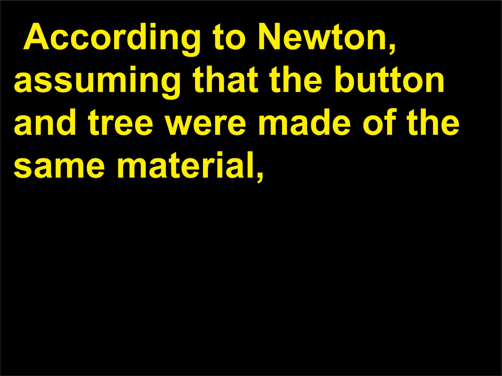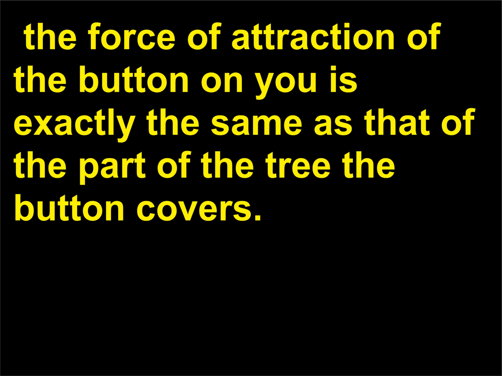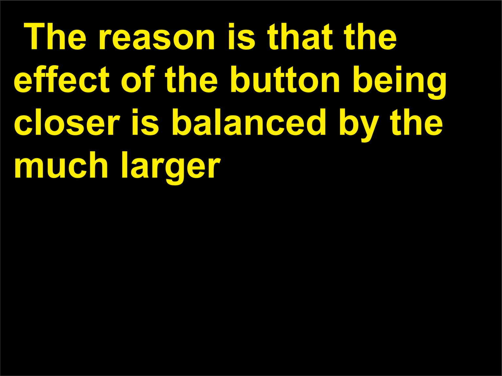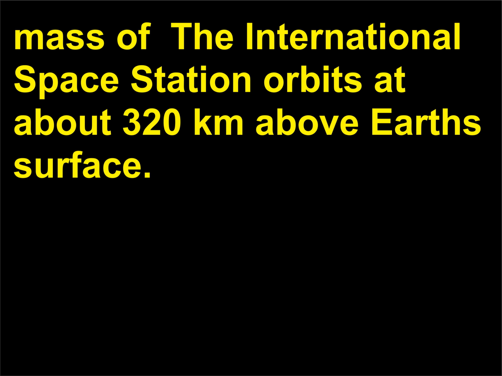According to Newton, assuming that the button and tree were made of the same material, the force of attraction of the button on you is exactly the same as that of the part of the tree the button covers. The reason is that the effect of the button being closer is balanced by the much larger mass of the International Space Station orbits at about 320 kilometers above Earth's surface.